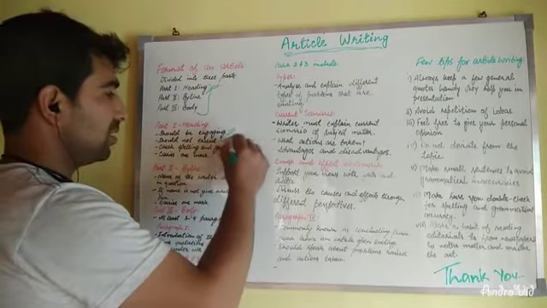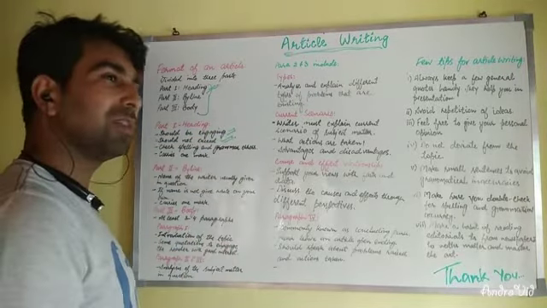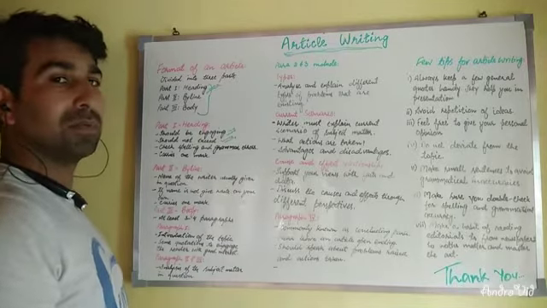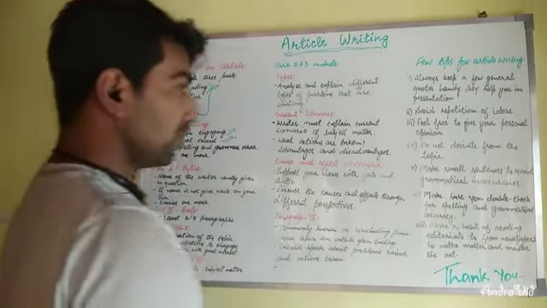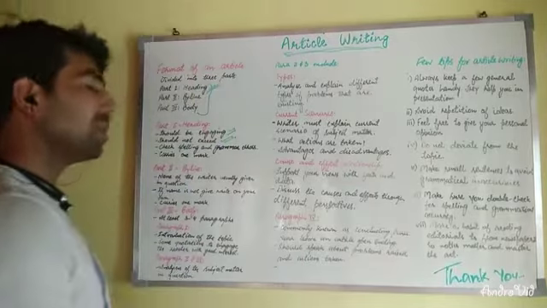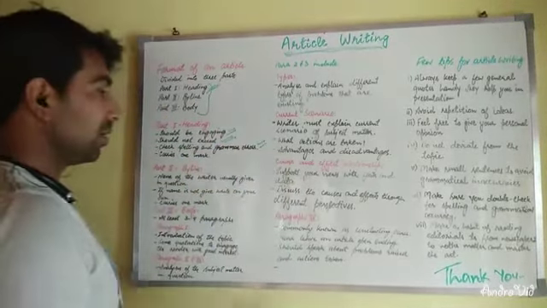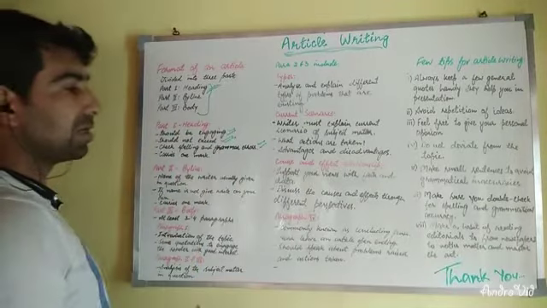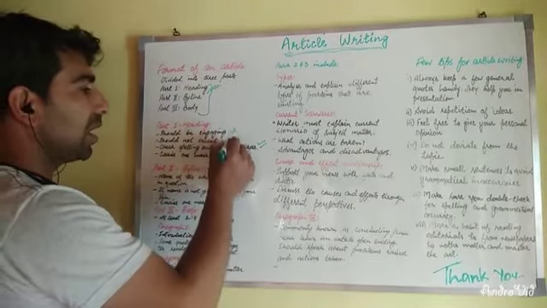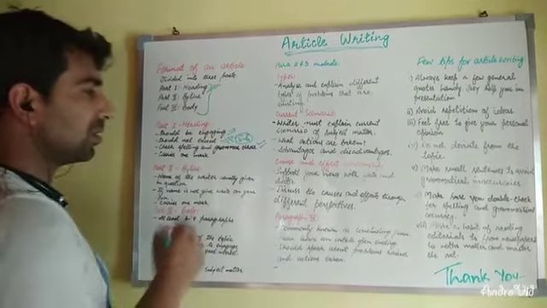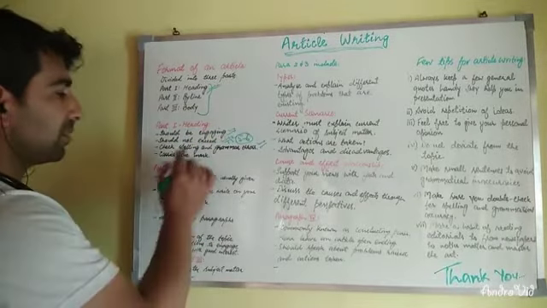It should not exceed, that means it should not be so large that you will be bored while reading. It should be limited. Check spelling and grammar errors. And the title of the article should be 5 to 6 words, not more than that. It should not exceed that.